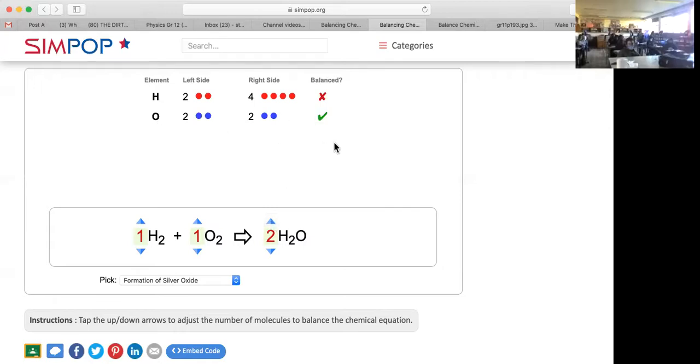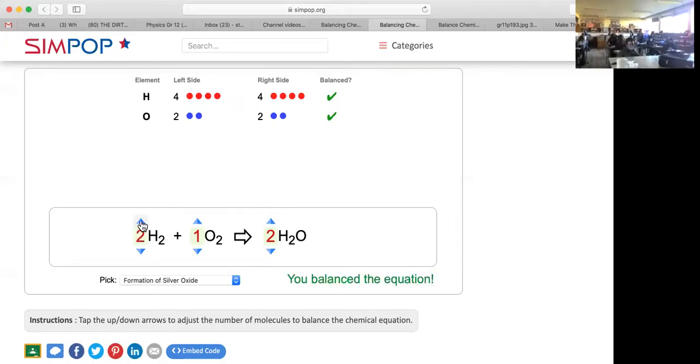Yay, it says there that our oxygens are balanced, but it now says that our hydrogens are unbalanced. We've got 4 hydrogens, 1, 2, 3, 4 on the right. We've got 2 on the left. So what am I going to go and do? I'm going to raise that to a 2. You balance the equation. I'm a genius. Okay, fun playing with this. This is called simpop.org. It's also another site for balancing equations.